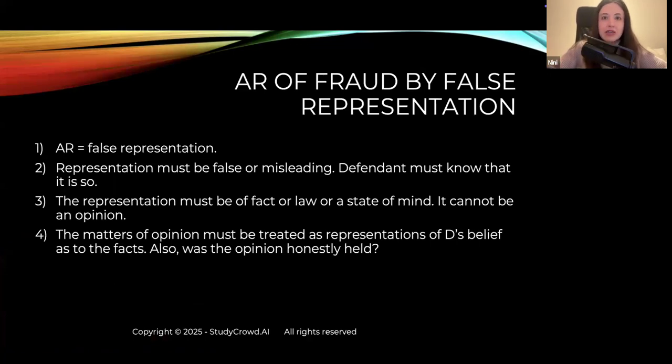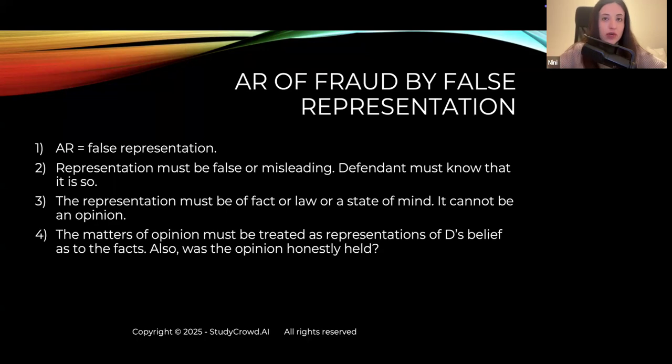As for any criminal law offense, you need to talk about actus reus and mens rea. Actus reus is the physical element of the crime. So you need to say what the actus reus is and then apply that to the facts of the problem question that you're answering. The actus reus of fraud is false representation. The representation must be false or misleading.